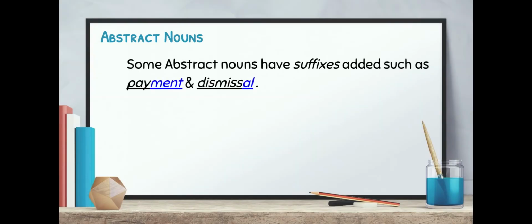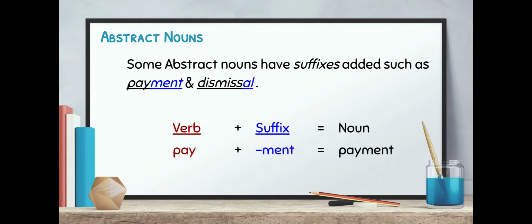Some abstract nouns have suffixes added, such as payment and dismissal. In the word payment, the suffix -ment is added to the verb pay to give you the abstract noun payment. In the word dismissal, the suffix -al is added to the verb dismiss to give you the abstract noun dismissal.